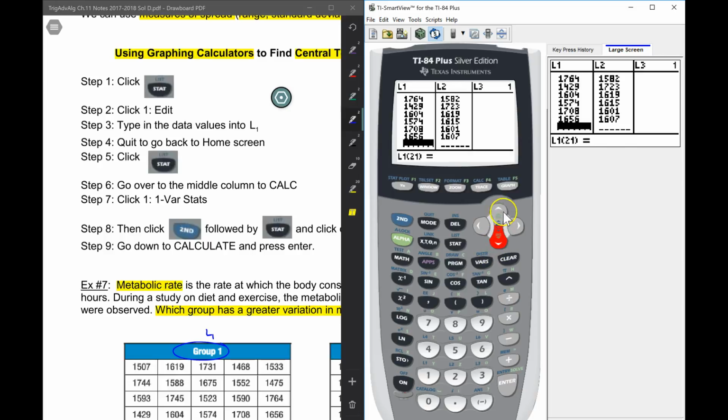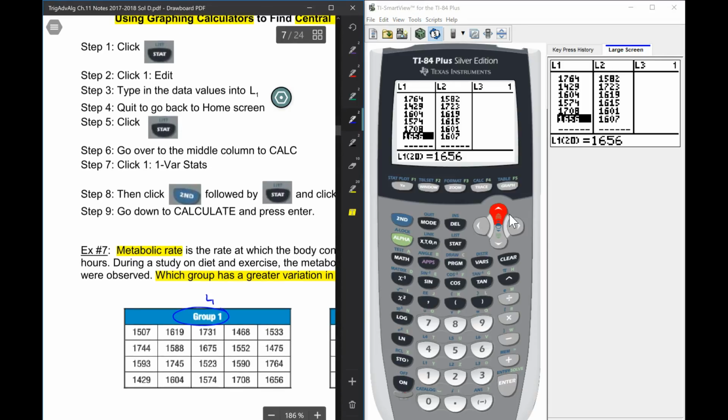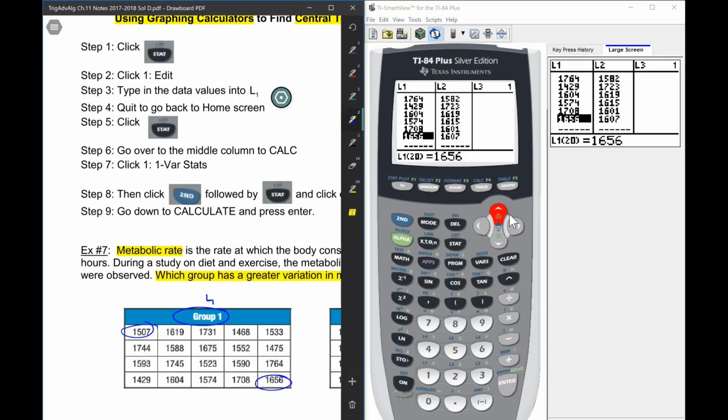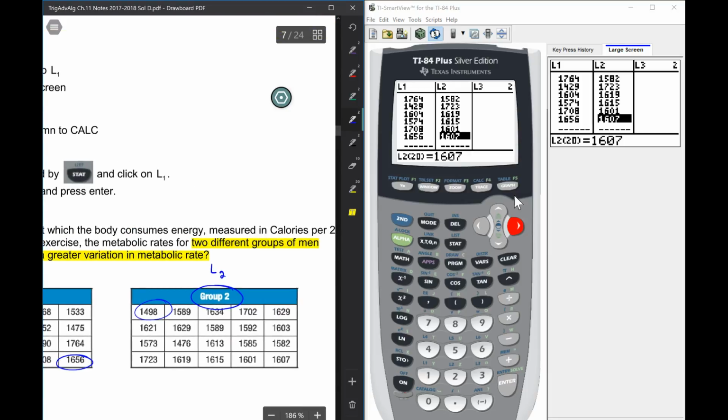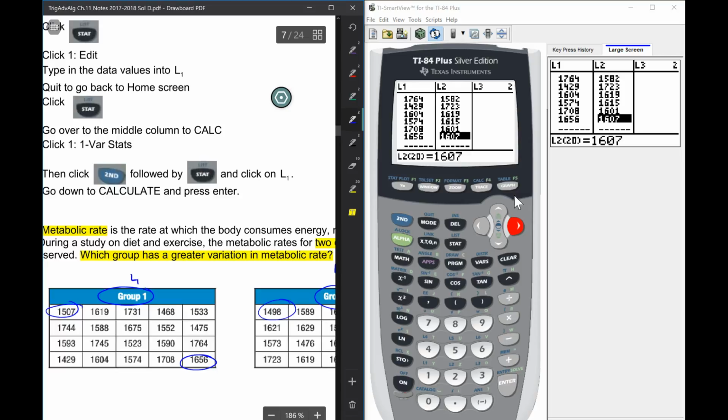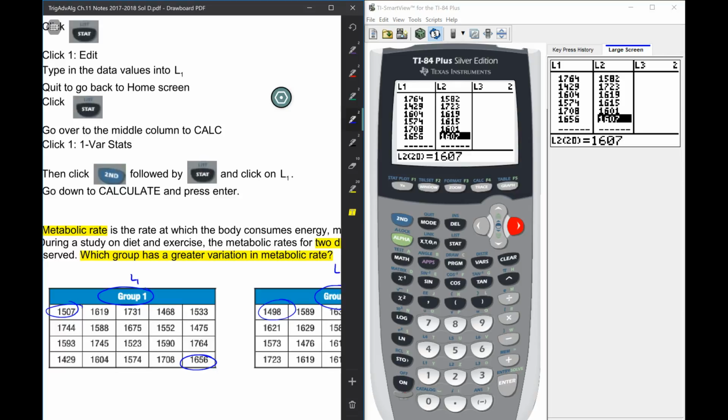So I'm going to give you a minute or so. Yes, everyone in the chart. In group 1, there are 20 numbers, from the 1507 to the 1656. Please go ahead and enter those into L1, and then click the right arrow button and enter the ones for L2. So 20 in one, 20 in another. I've already done it. I'm going to stop this recording and give you guys about a minute to do it, okay?